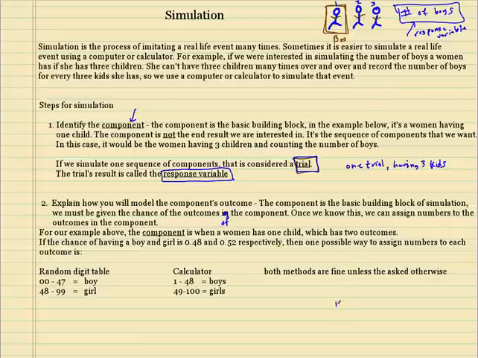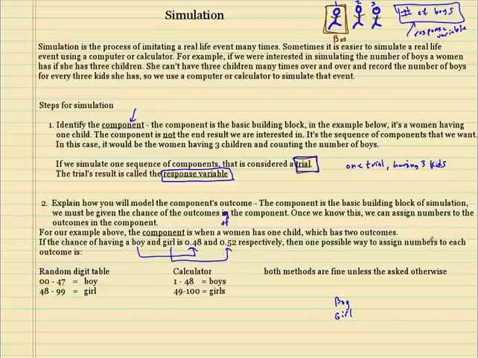So the outcomes here, the 2 possibilities are a boy or a girl, and I give that to you. I say the component is a woman having 1 child, which has 2 outcomes. If the chance of having a boy and a girl is 0.48 and 0.52 respectively, that means this matches up with this and the girl matches up with this. So you're a little bit more likely to get a girl than a boy.